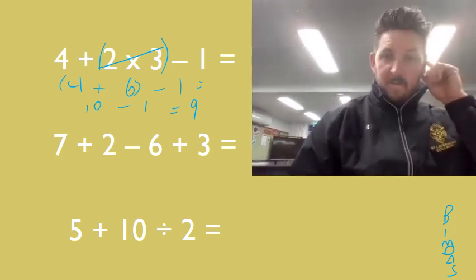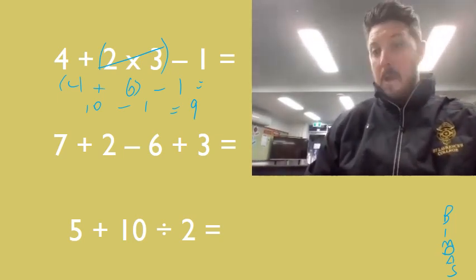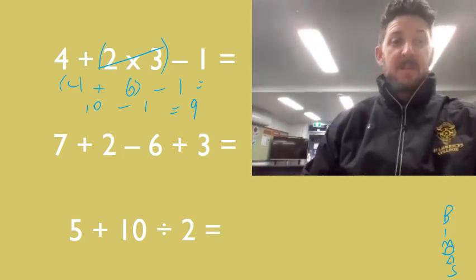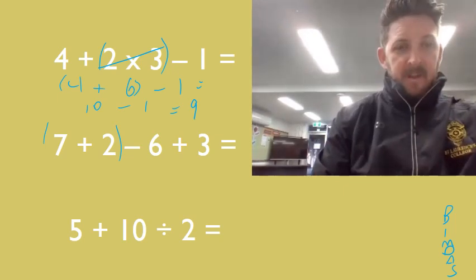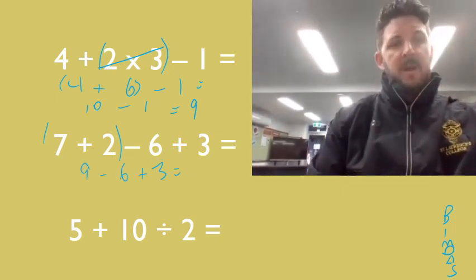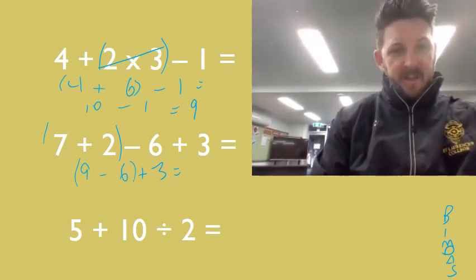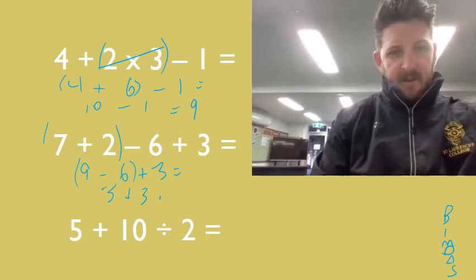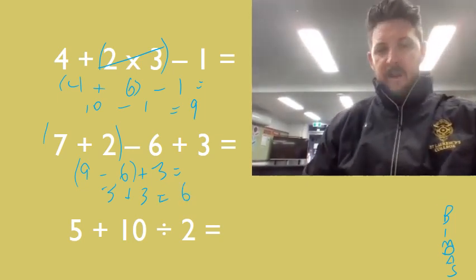Second one, let's go through them, please. Brackets, indices, no brackets, no indices. Multiplication, division, no multiplication or division. Addition and subtraction, yes, we work left to right. So let's work with this one first. 7 plus 2 is 9. And then we finish off the rest of the sum. We go from left to right, so let's do this one next. 9 take away 6 is 3. Add 3 equals 3 plus 3 is 6. Well done with another one.